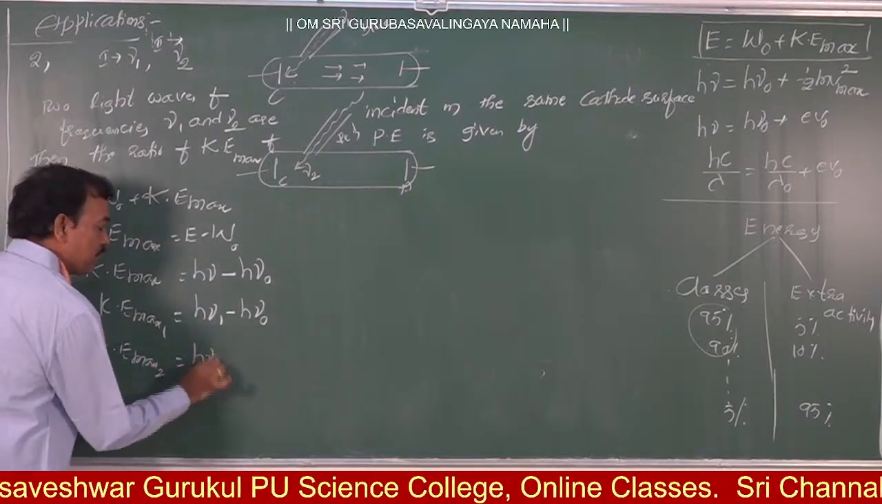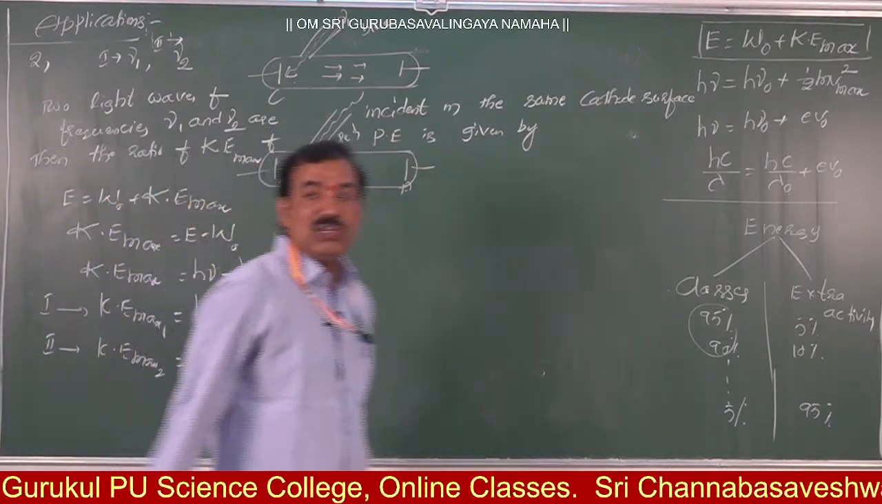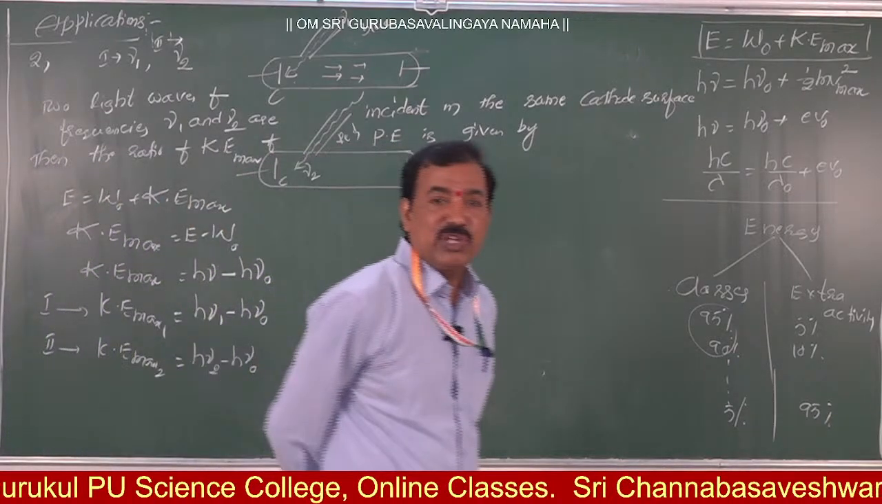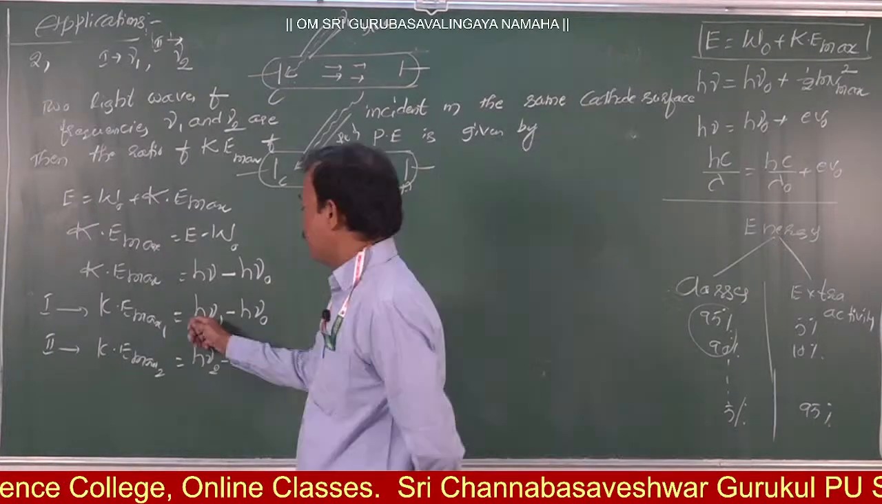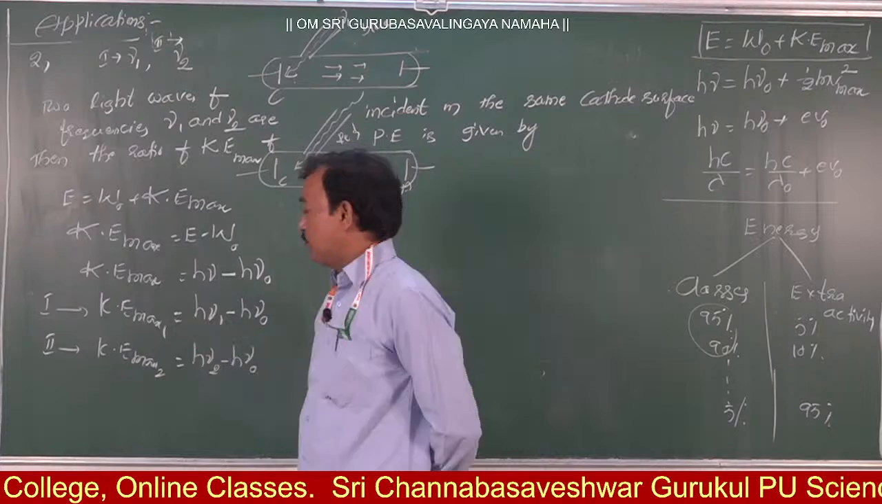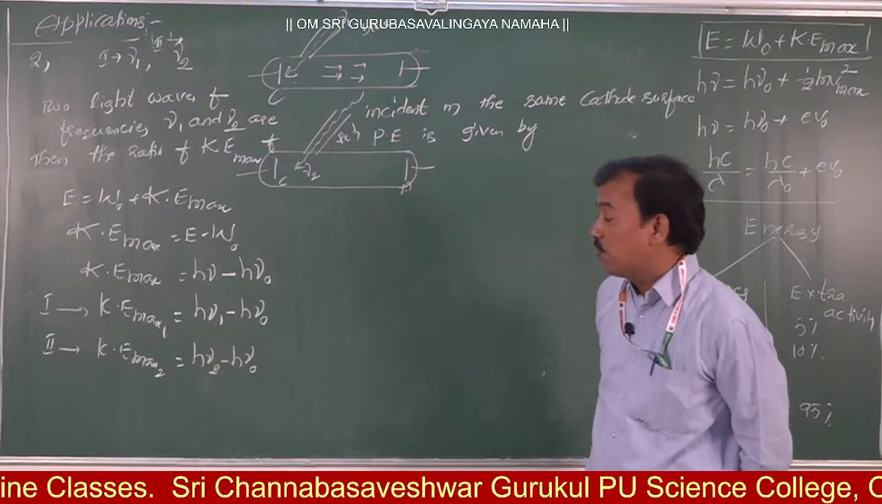So hν2 minus hν0. First light of frequency ν1, so what is that equation here? KE max 1 is equal to hν1 minus hν0. Okay, next one. Second light of frequency ν2 gives KE max 2. What is that equation here? hν2 minus hν0.